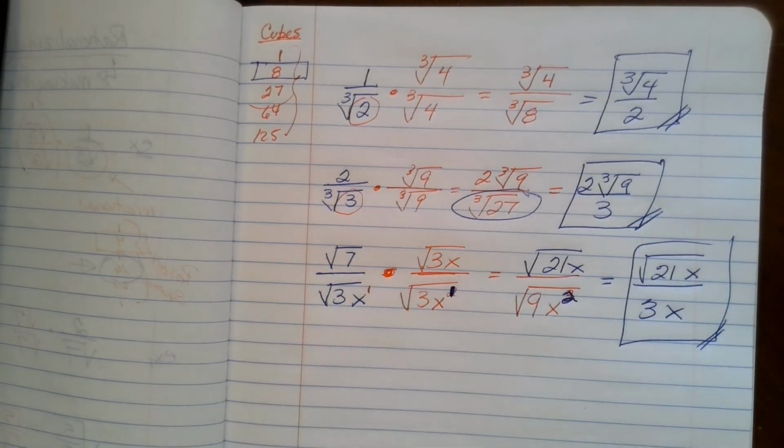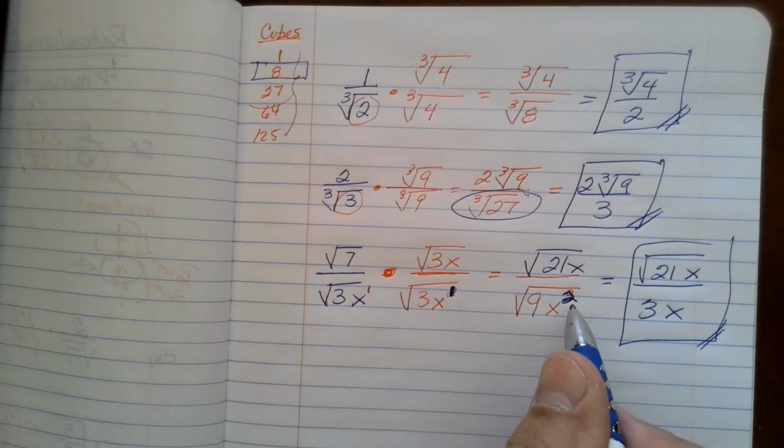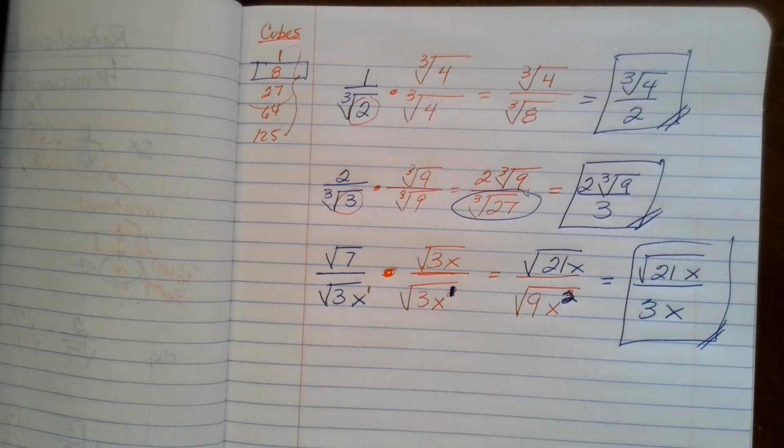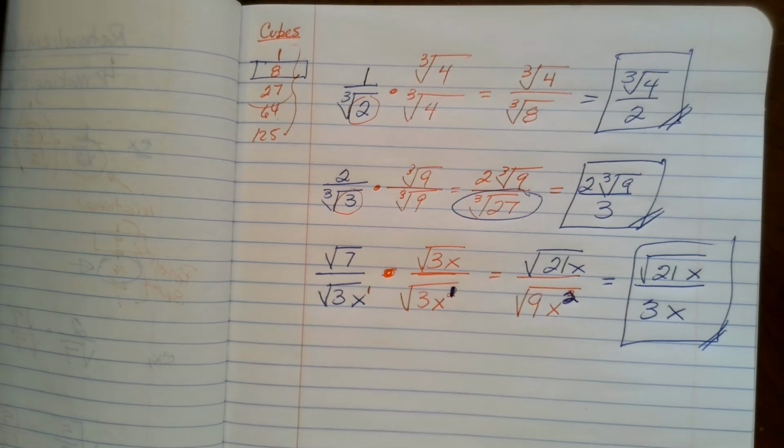So if I have a variable, you want to be careful, because if it's a square root, it has to be a multiple of 2 to be a perfect square. If it's a cube root, it has to be a multiple of 3 to be a perfect cube, and so on. If it's a fifth root, it has to be a multiple of 5. The exponent would have to be a multiple of 5 to be a perfect fifth root.